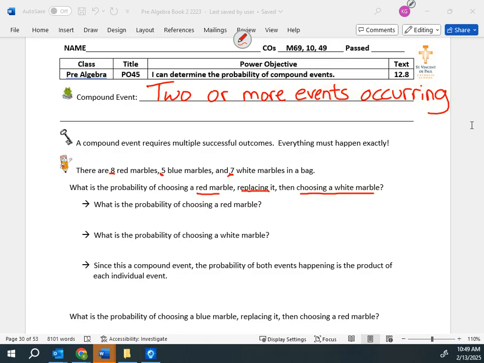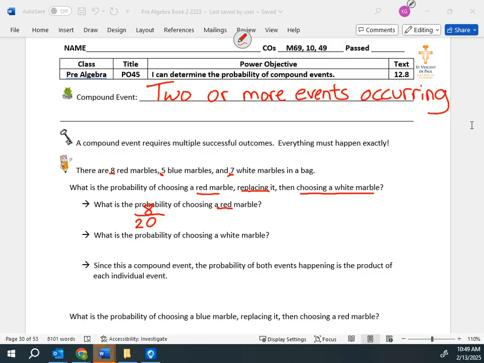There are 20 marbles in the bag, and we have to slow our roll so we are not going too fast and getting that wrong number, right? It's very common to go, oh, I know how to do this, and we go too fast and we add incorrectly. 8 plus 5 plus 7 is 20, so we know that bottom number is going to be 20. What is the probability of choosing a red, Hadley? 8.